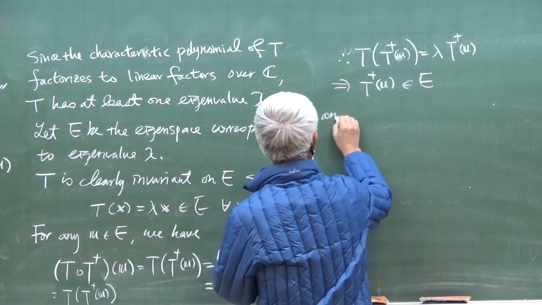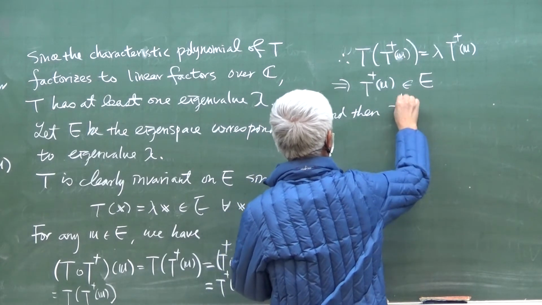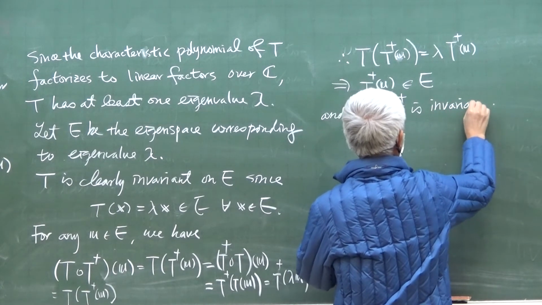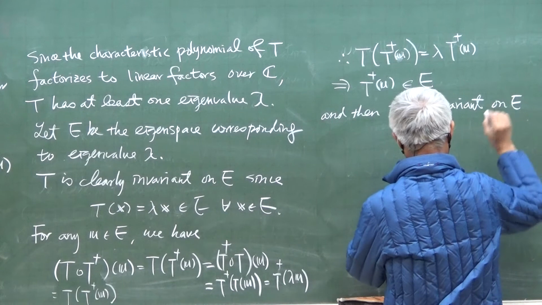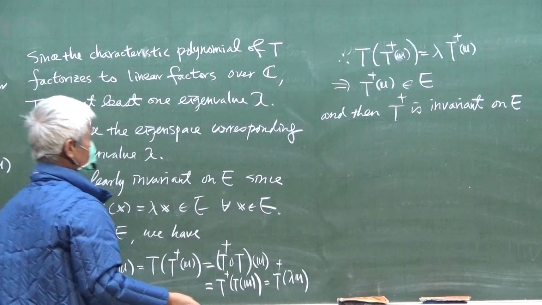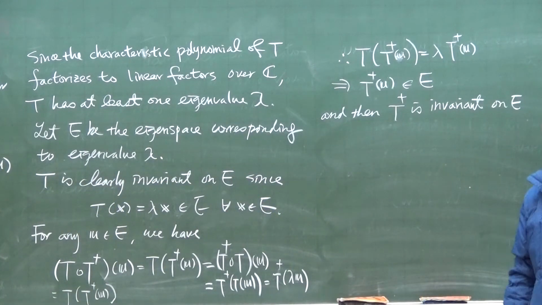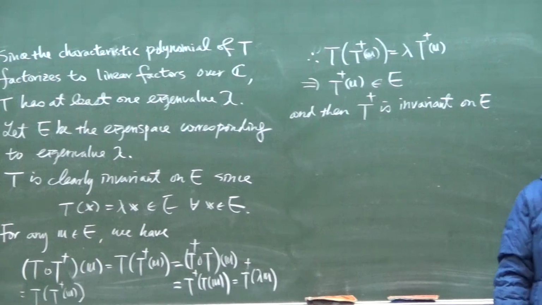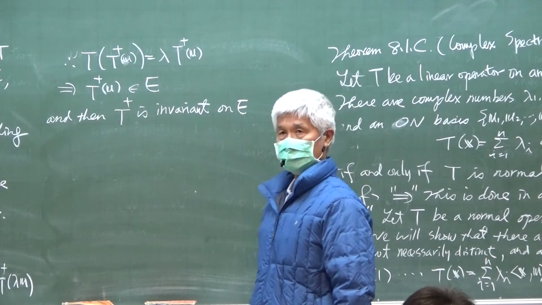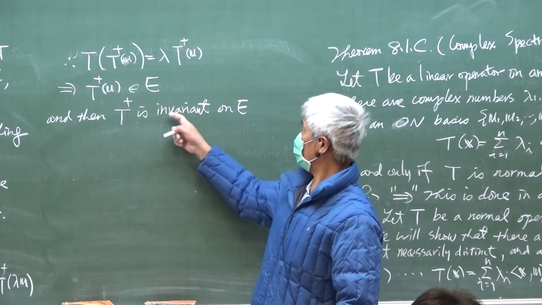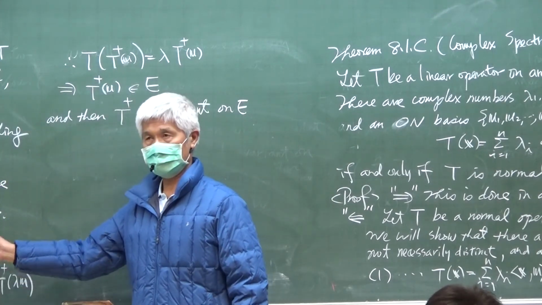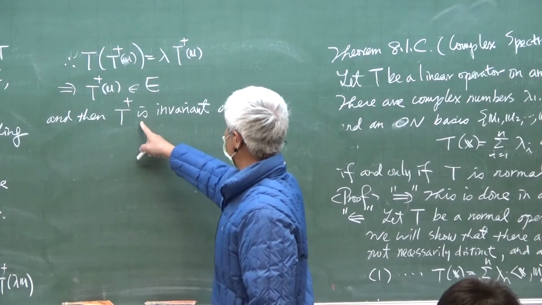And then T dagger is invariant again on E. So T is invariant on E, and we just showed that T dagger is also invariant on E. And T dagger is invariant on E because T is normal. We use the normality here, which gives us that T dagger is invariant on E.